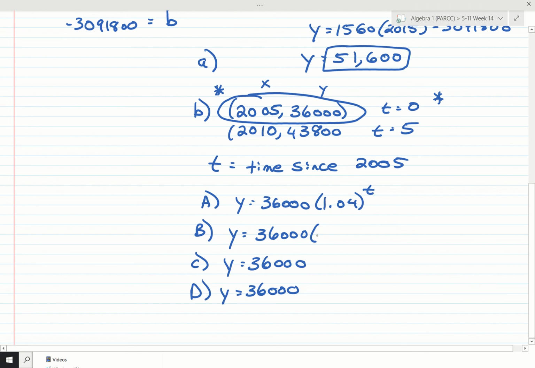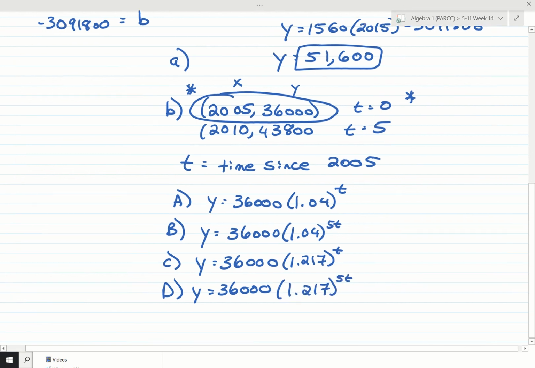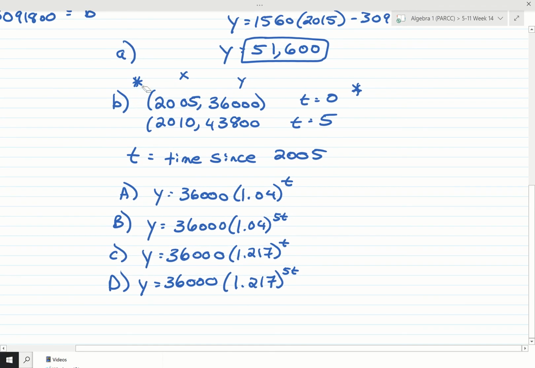Part B says 1.04 to the 5t power. Part C is 1.217 to the t power. And part D is 1.217 to the 5t power. So that first point, we kept getting 1 for all of them, so that might not be the best point to test. Let's try this second point instead.